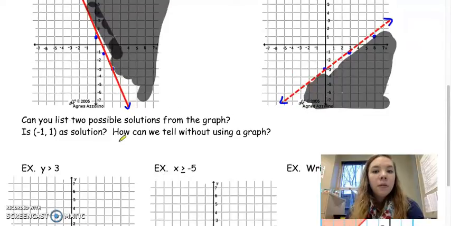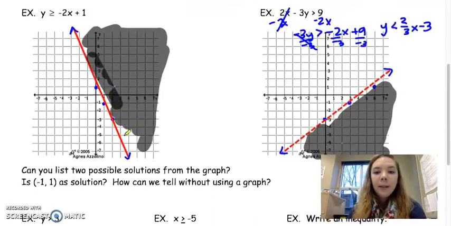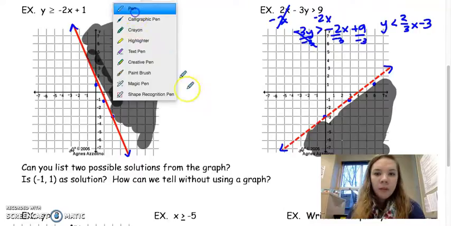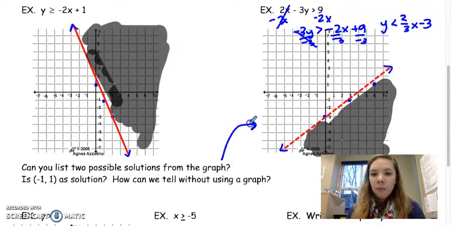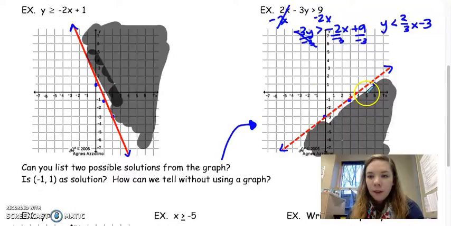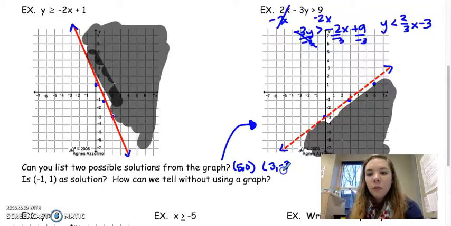Can you list 2 possible solutions from the graph? Let's talk about this one. So we need to pick one to use. Can I list 2 possible solutions? So that could be anything from this section. So let's say 5, 0. That for sure would be one. Also 3, -3, let's say. But there's tons we could choose from, anything in this region. Is -1, 1 a solution? That would be right here. We would say no, because it's not in our shaded region.